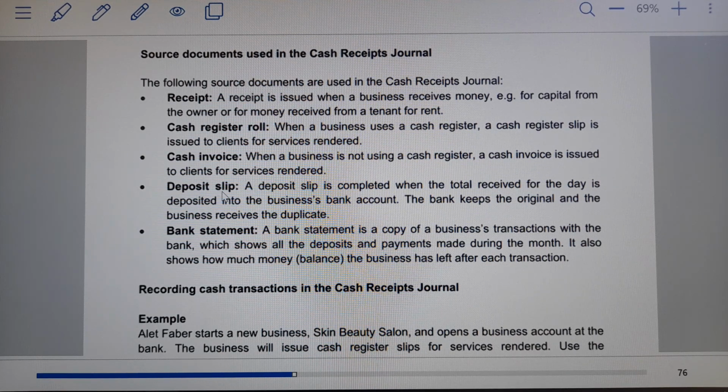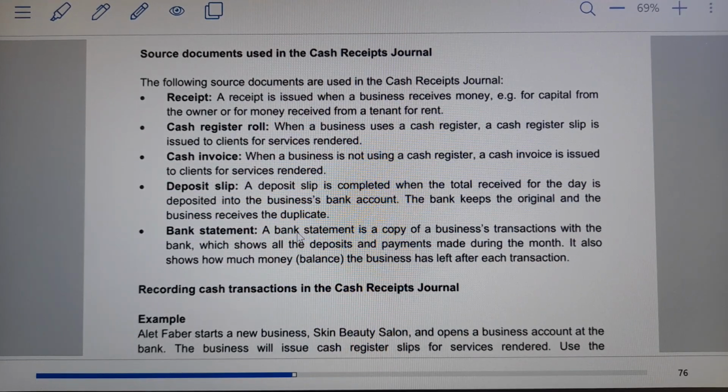And we have the deposit slip. A deposit slip is completed when the total received for the day is deposited into the business bank account. So if a business gets so much at the end of the day, we add that money and the total is deposited into the bank. Then we get a deposit slip. The bank keeps the original and the business receives the duplicate. And the last source document is the bank statement.